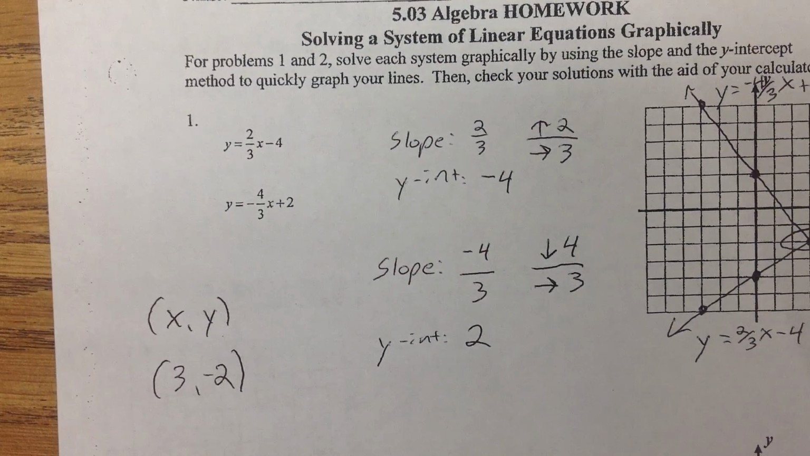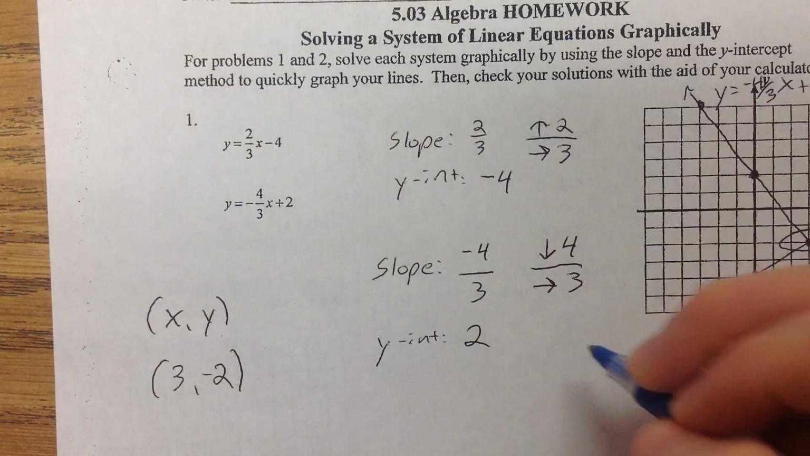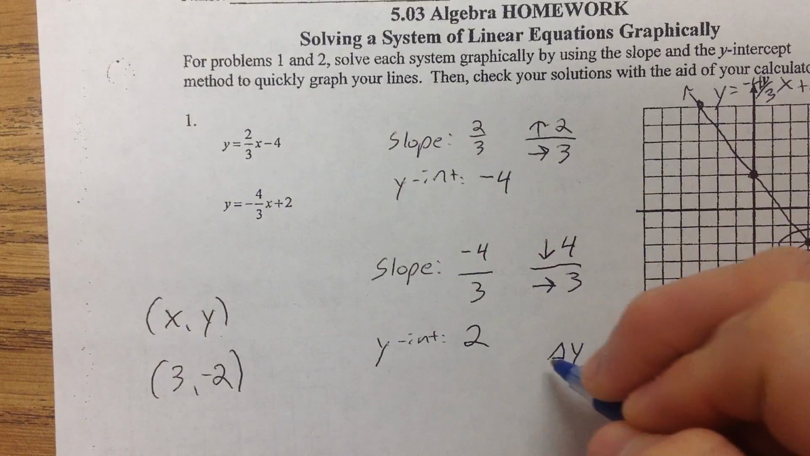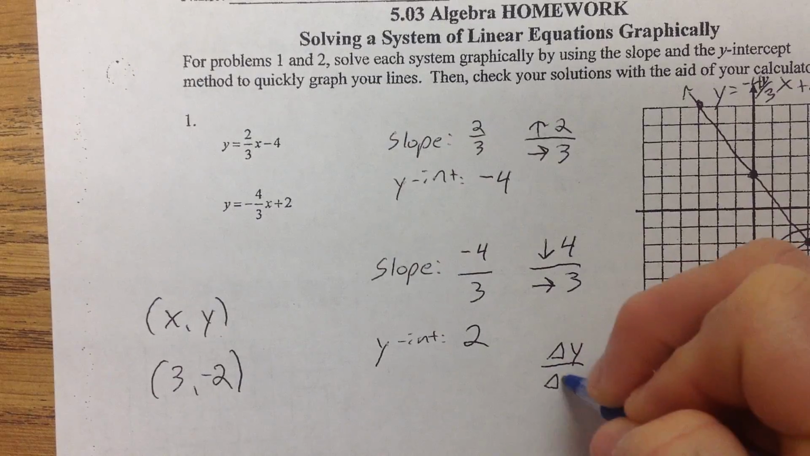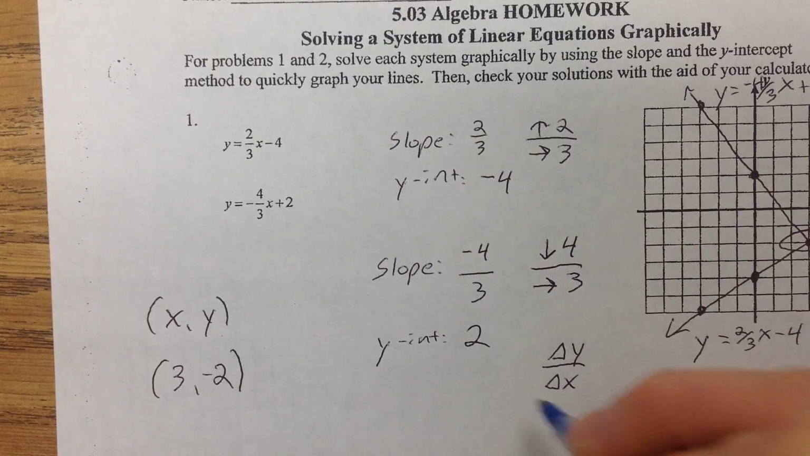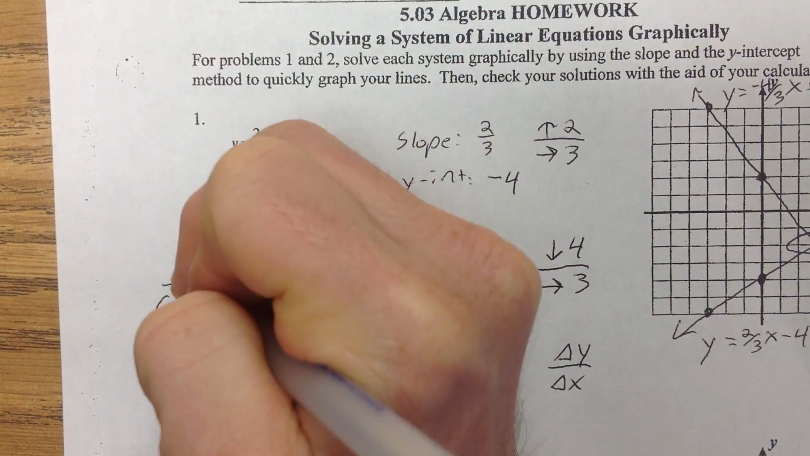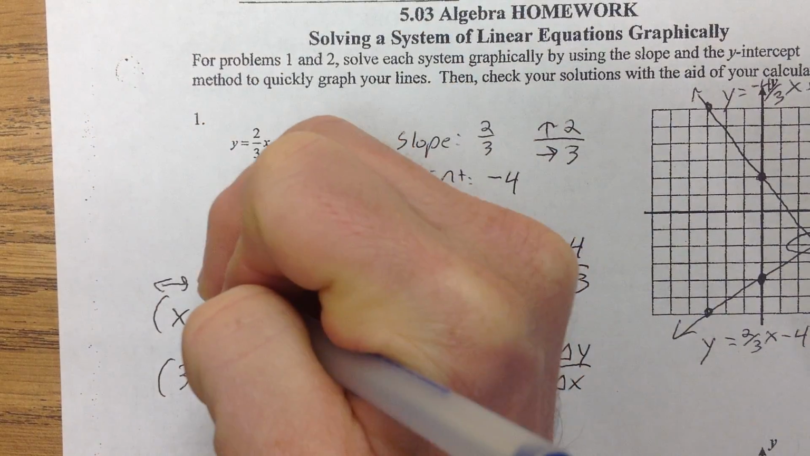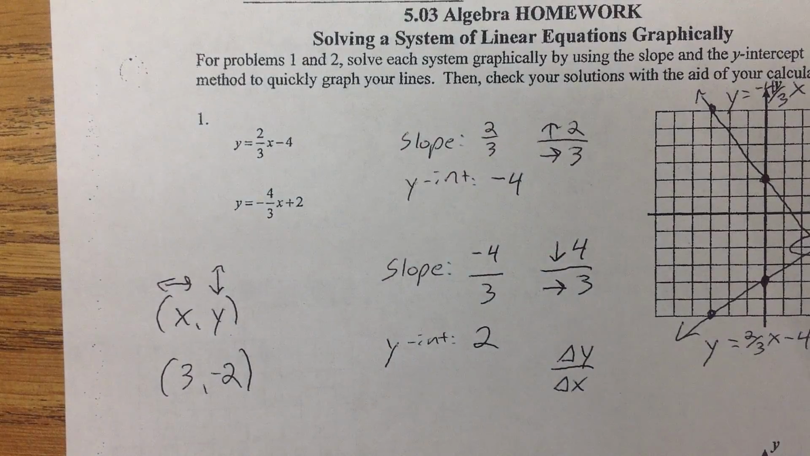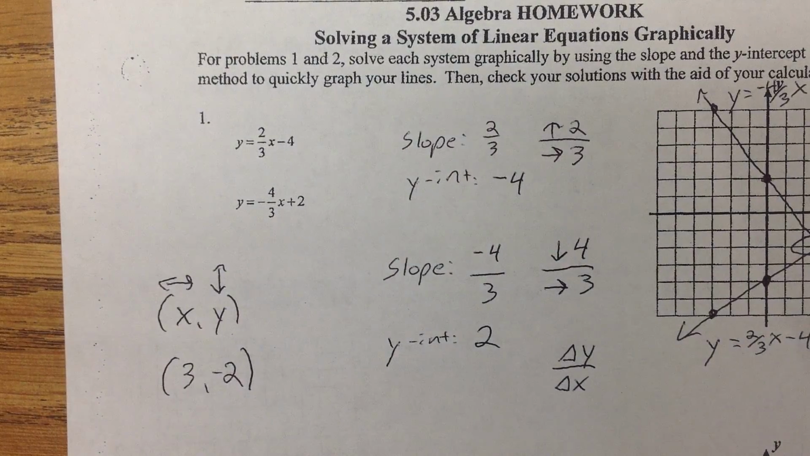Okay? So just again, you've got to keep those straight because the slope is the change in y over the change in x, how much y goes up and down versus how much x goes left to right. But when you're doing a point, you start with the x, which is the left to right, and then you move to the y, which is the up and down. So you just got to make sure that you kind of keep those two straight.